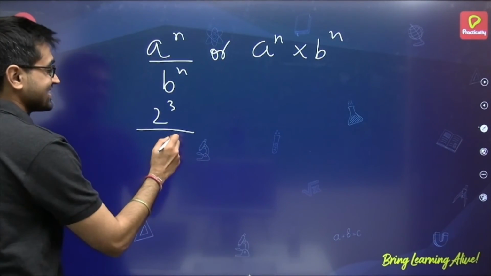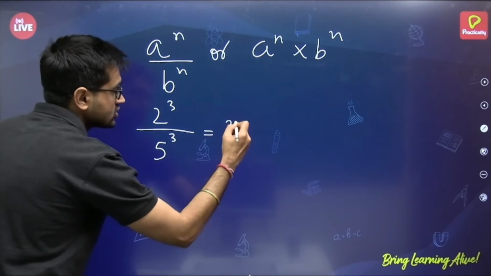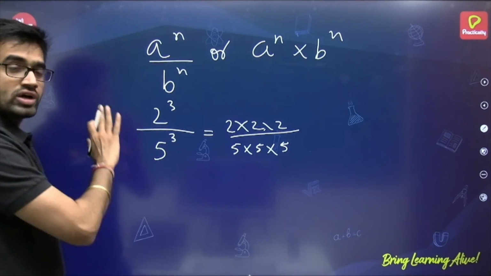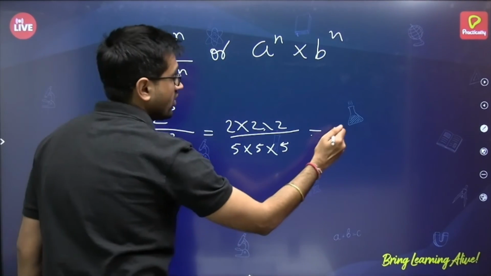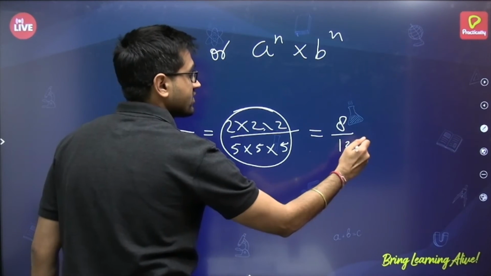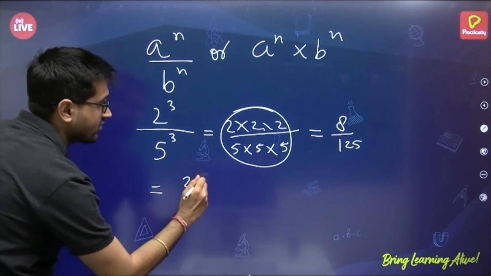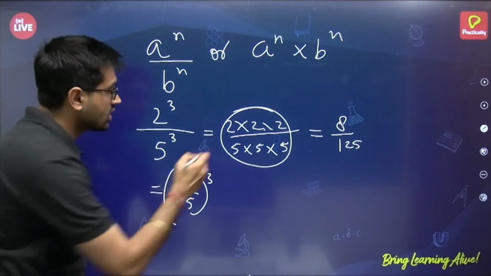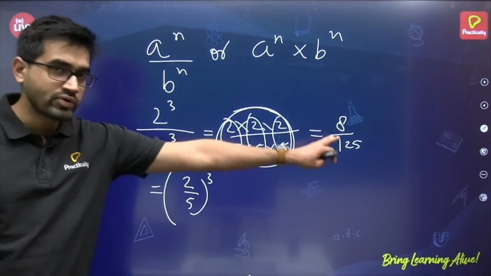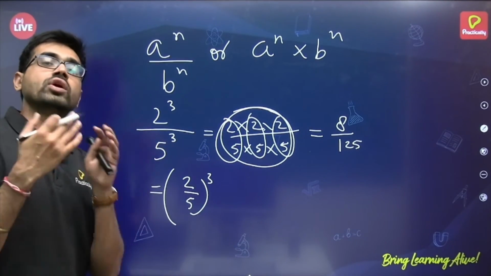Okay. So now what do you say? They both are written like this. I can write this as 2 into 2 into 2. This is 5 into 5 into 5. What this law says is, I can write this as complete 8 by 125. But rather than doing all this, I can also say (2 by 5) to the power 3. How? Because this is 2 by 5 multiplied by itself 3 times. It is 8 by 125, I agree, but it is still 2 by 5, 2 by 5, 2 by 5.